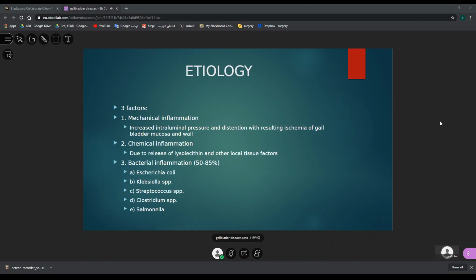So acute calculus cholecystitis. What is the meaning of acute calculus cholecystitis? Abdullah Haddad.